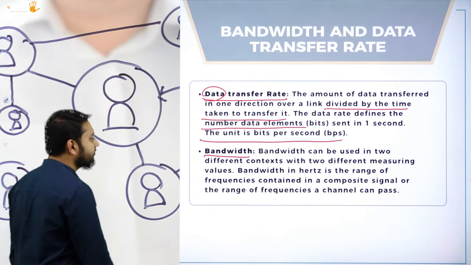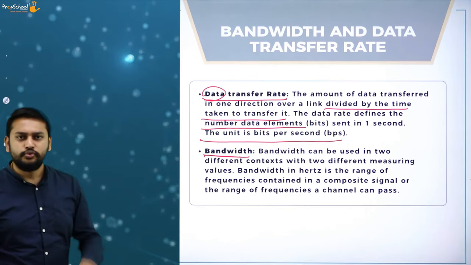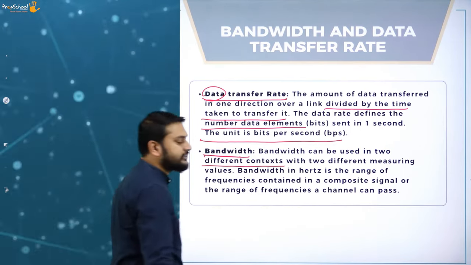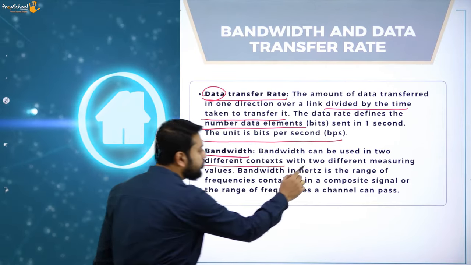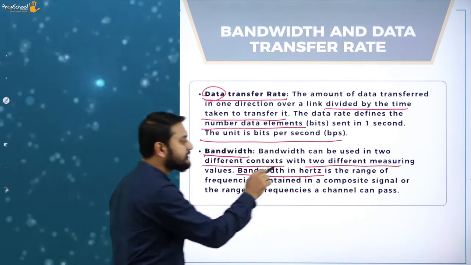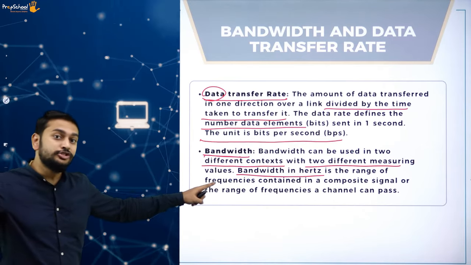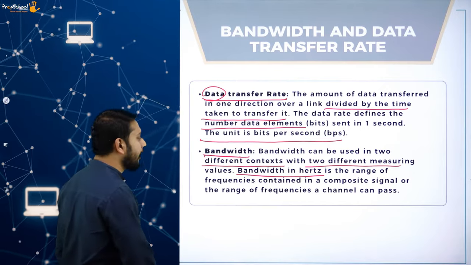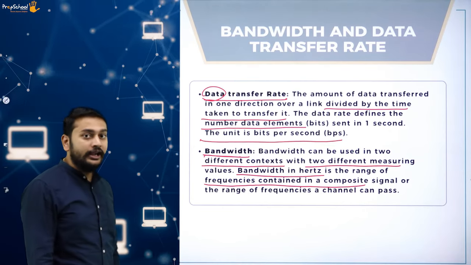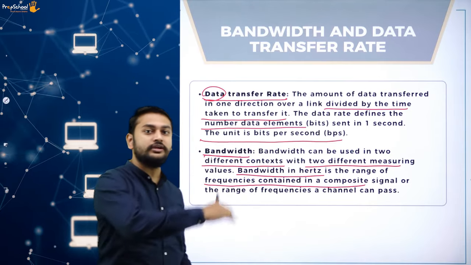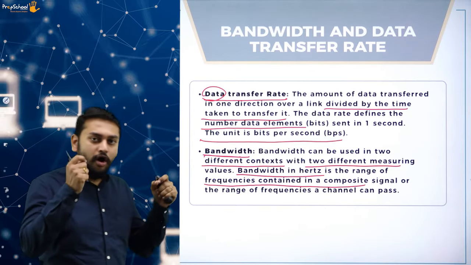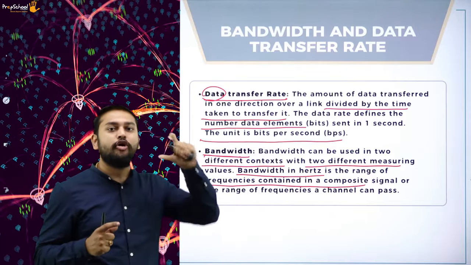The next topic that we have is bandwidth. When it comes to bandwidth, we measure it in two ways. What are the two ways? Please understand, bandwidth can be used in two different contexts, with two different measuring values. One is bandwidth in hertz, which is the range of frequencies contained in composite signals. That is the first thing you have to remember. The range of frequencies contained in the composite signal is the first way we find the bandwidth. Please understand the words range of frequency.